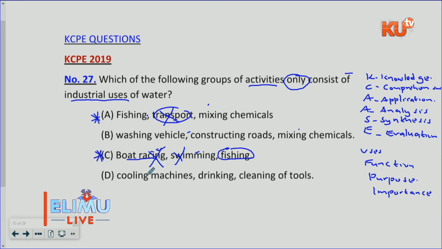We come to choice D. We have got cooling machines. This one we know it is industrial use of water. Drinking, this one here.